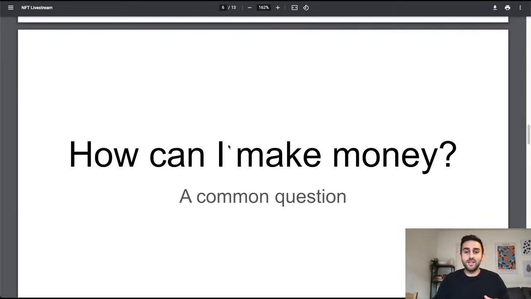But of course, there are other ways. We've already touched on them in the introduction, and we're going to keep talking about those as we go down. So let's start though with NFT collections.